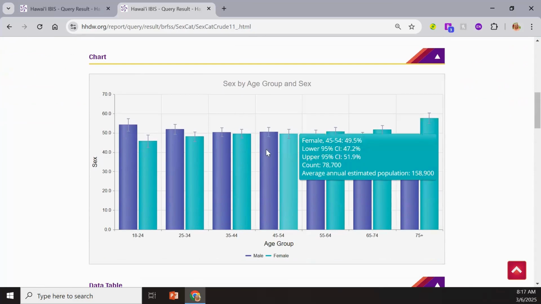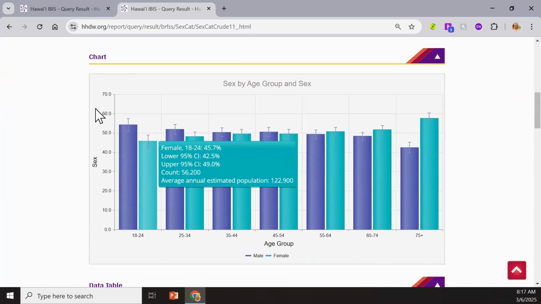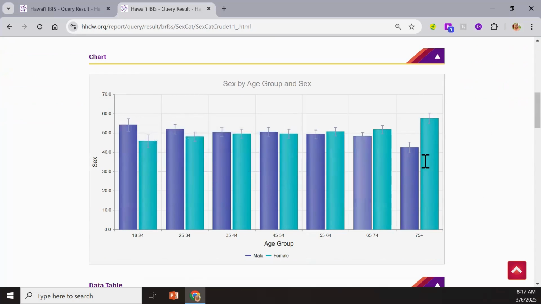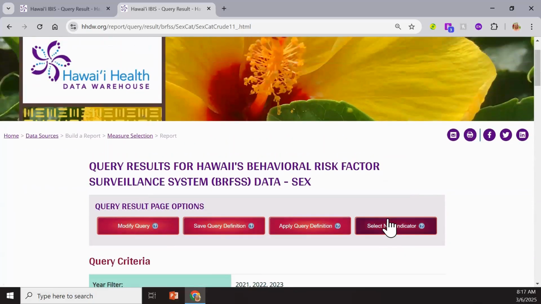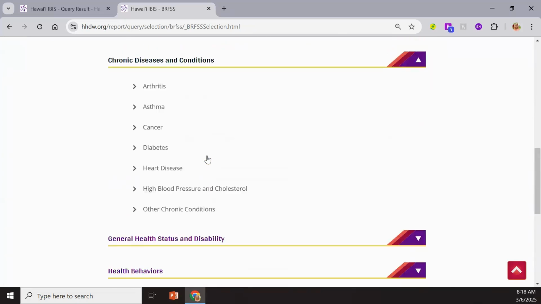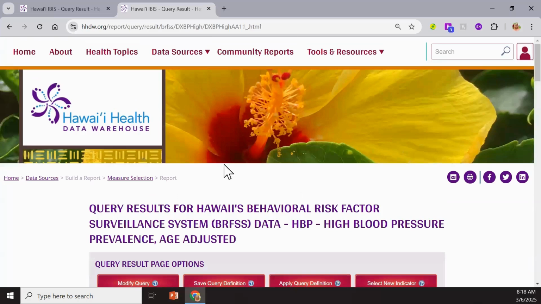And what we can see here, so the blue is male, the teal is female, is that in Hawaii, our male population skews kind of young, and our female population skews a little older. So let's see what the age-adjusted death rate for high blood pressure prevalence looks like by sex.